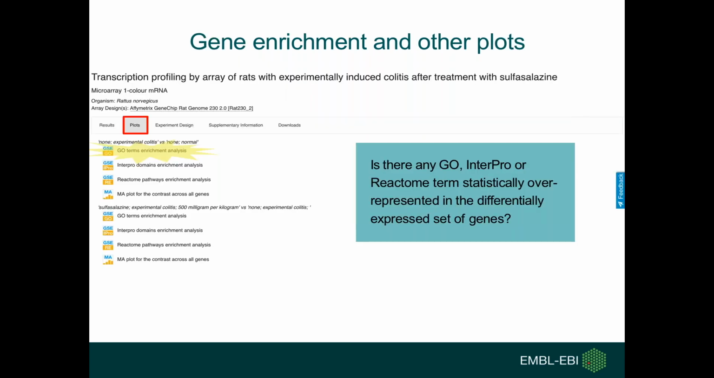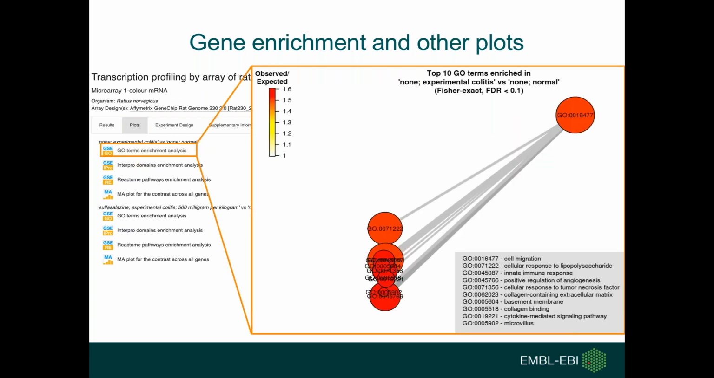So the last thing I want to highlight about the differential results in Expression Atlas is the GO and pathway enrichment analysis. If you go to the plots tab, you'll see for each of the comparisons several plots, and they show GO, InterPro, and Reactome enrichment analysis. These are all based on the full set of differentially expressed genes in that comparison. Here's an example for the GO enrichment, and this shows you the top 10 highest enriched terms and how they relate as a network.